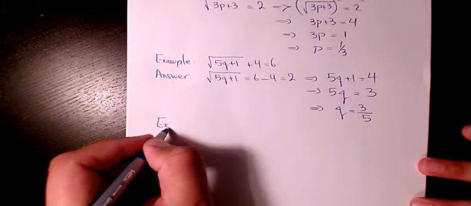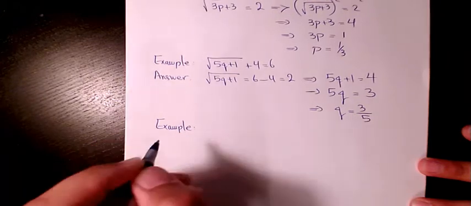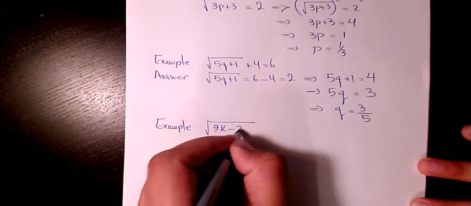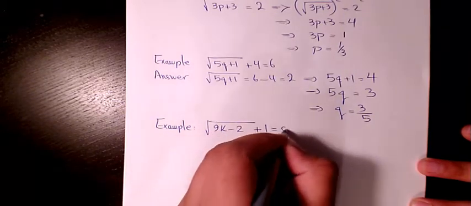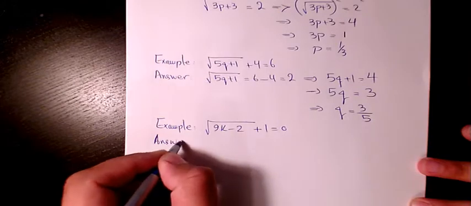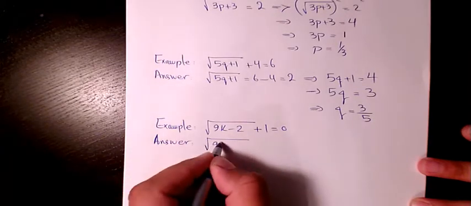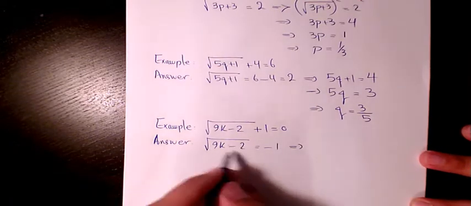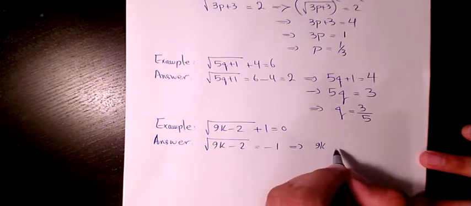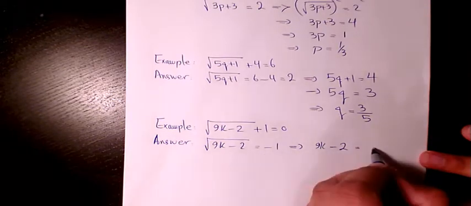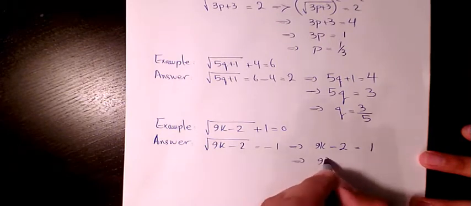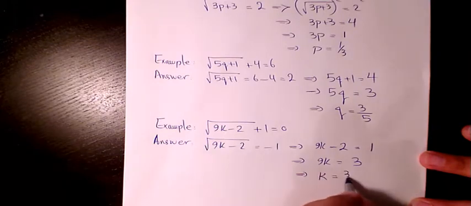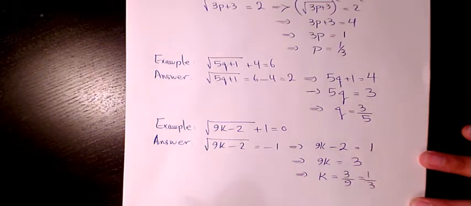Next example is the square root of 9k minus 2, plus 1, equals 0. The answer is: the square root of 9k minus 2 equals negative 1. So when we square both sides, this side is going to be 9k minus 2. The right hand side is going to be 1. So that will be 9k equals 1 plus 2, which is 3. So k will be 3 over 9 or 1 over 3. This is the final answer.